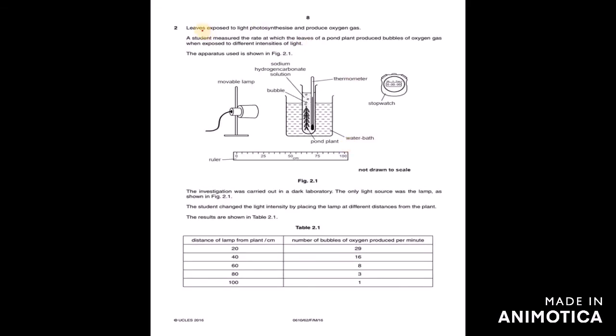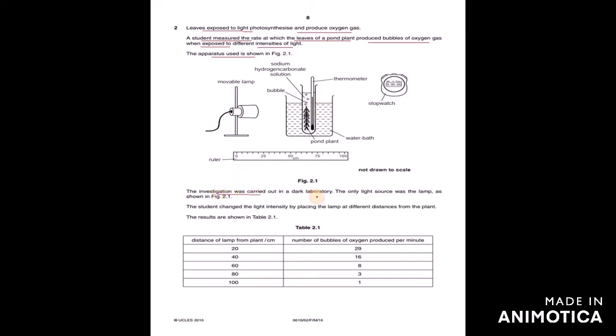Let's start with the question number 2. Leaves exposed to light photosynthesize and produce oxygen gas. A student measured the rate at which the leaves of a pond plant produced bubbles of oxygen gas when exposed to different intensities of light. The apparatus used is shown in the figure 2.1.